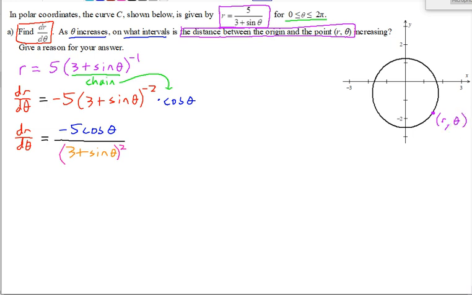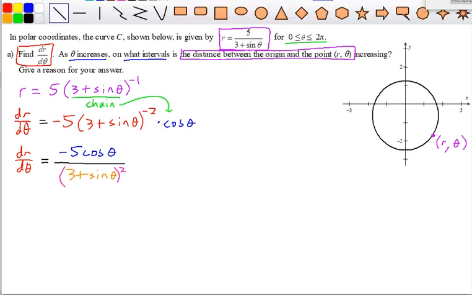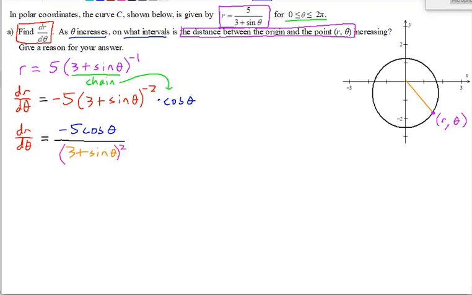Then the distance between that and the origin, we draw a line there. Well, notice that distance here, really, that's what r itself represents, how far it is from the origin. Theta is the angle, and r is, in polar coordinates, how far it is from the origin. So this whole expression, the distance between the origin and the point r theta, is really another way of saying r. So we want to know when is r and what interval is increasing.